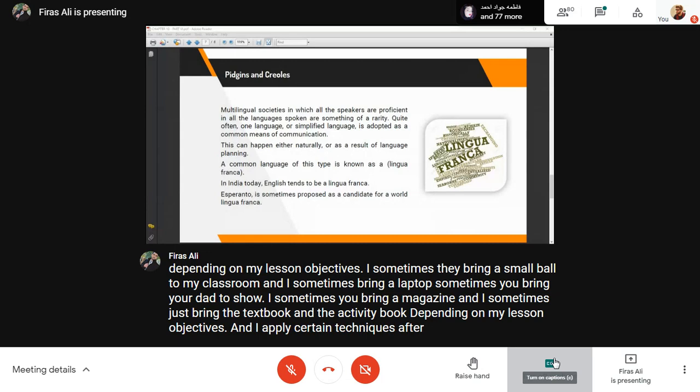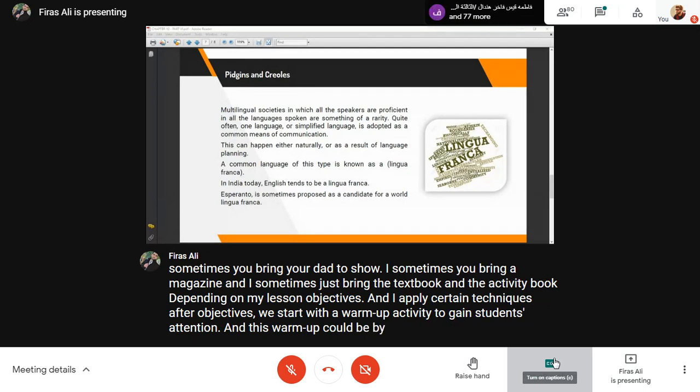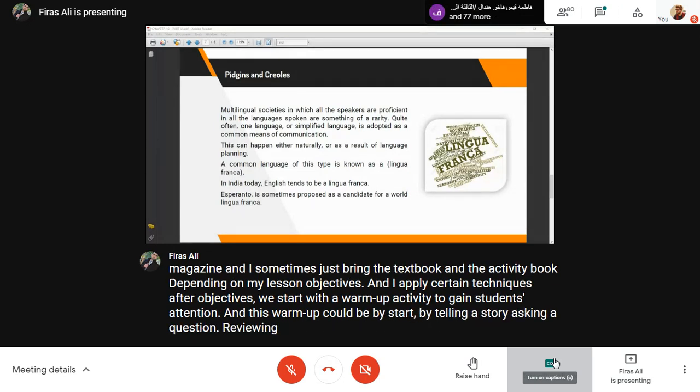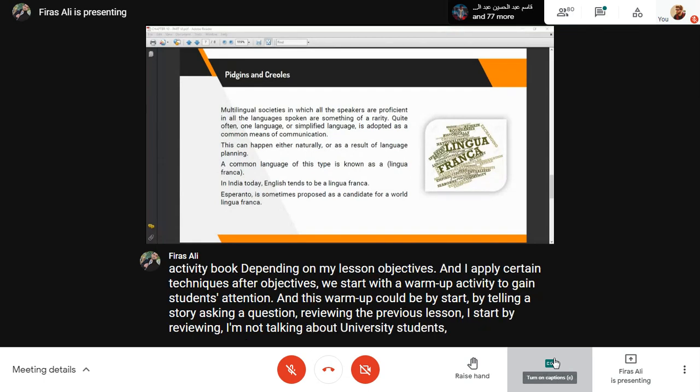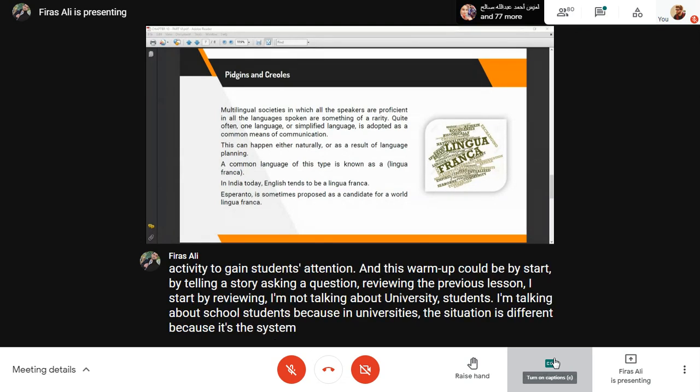After objectives, we start with a warm-up activity to gain students' attention. And this warm-up could be by telling a story, asking a question, reviewing the previous lesson. I start by reviewing. I'm not talking about university students. I'm talking about school students, because in universities, the situation is different, because the system is like lecturing, presentations.